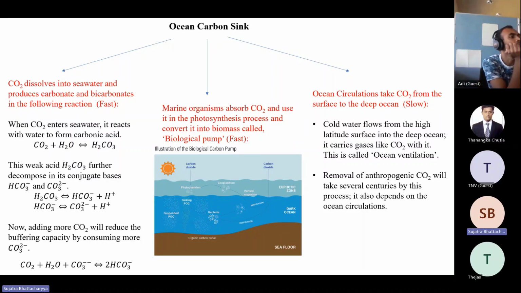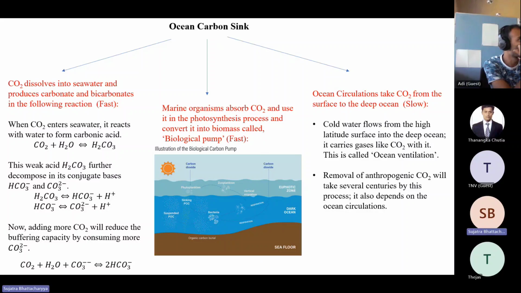So the first one is when the carbon dioxide in the atmosphere interacts with the ocean surface, it is converted into weak carbonic acid, and this weak carbonic acid further decomposes into the conjugate bases, carbonate and bicarbonates, and this carbonate is further utilized to absorb carbon dioxide in the ocean.